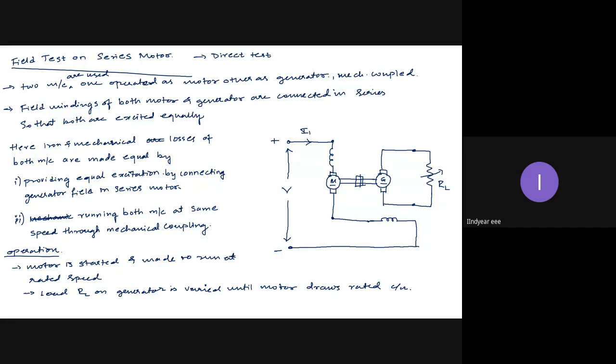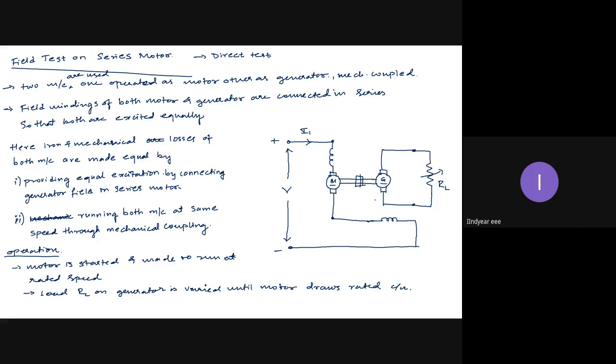Now observe the motor is only field plus armature. The field of the generator is an extra connection to the motor. So the voltage across the motor is not equal to the supply voltage now. The supply voltage is the voltage across the series field plus armature plus the series field of the generator.